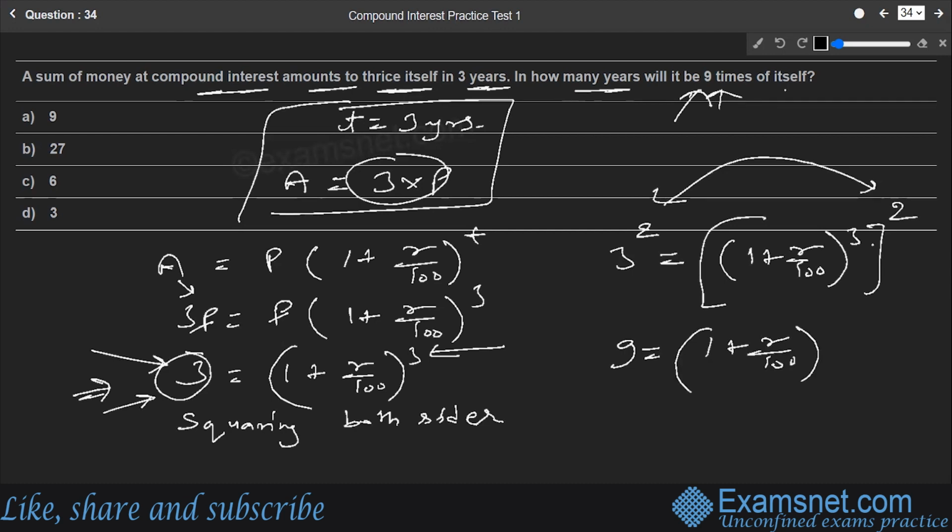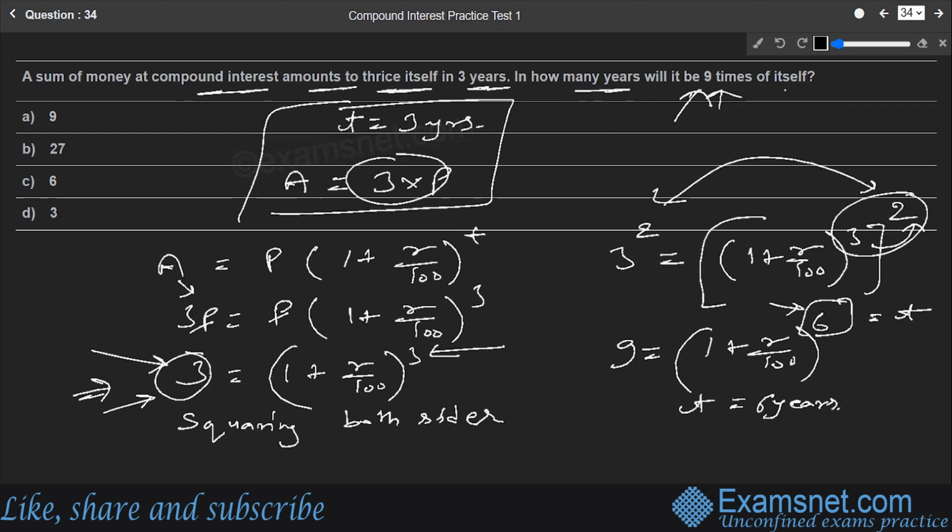So power, when you make a power over a power, the powers get multiplied. So you have got a power of 2 over 3. So the powers have got multiplied. So it has become 6. So this 6 power symbolizes the time value. So clearly the amount will be 9 times of the principal in time is equal to 6 years.